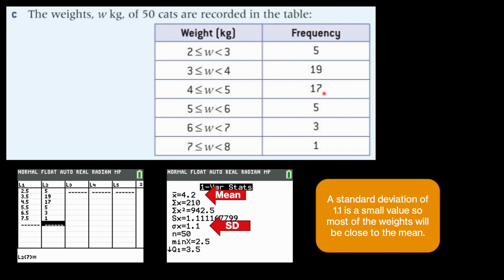So we can see here's 17, that would fall in the range of 4.2. We have 19 that were between 3 and 4. We have 5 that were between 5 and 6. So most of the cats' weights are right here, right? And that's reflected by the standard deviation. That tells us that the weights are not as spread out as some of the other examples that we had.